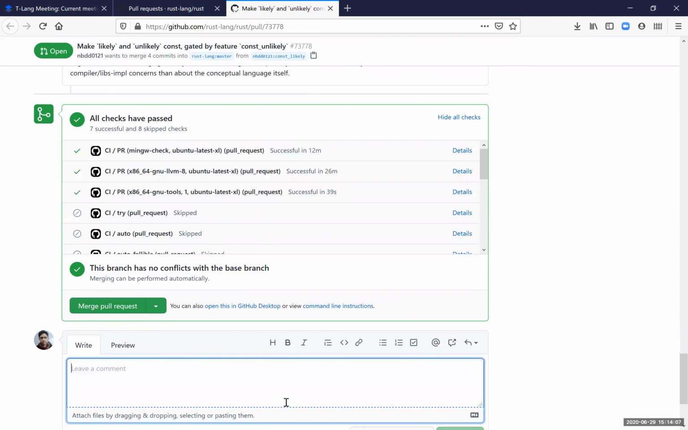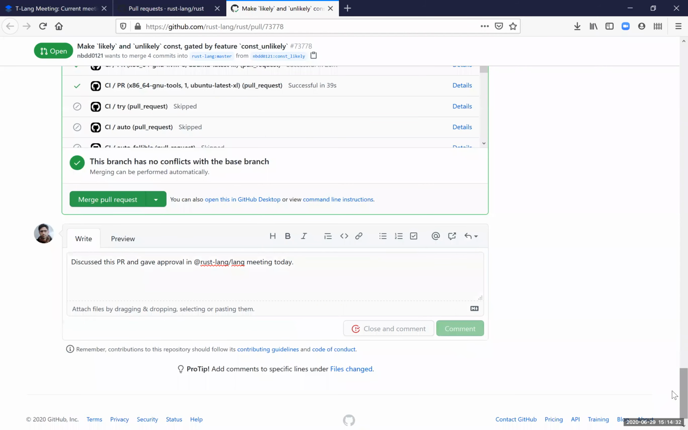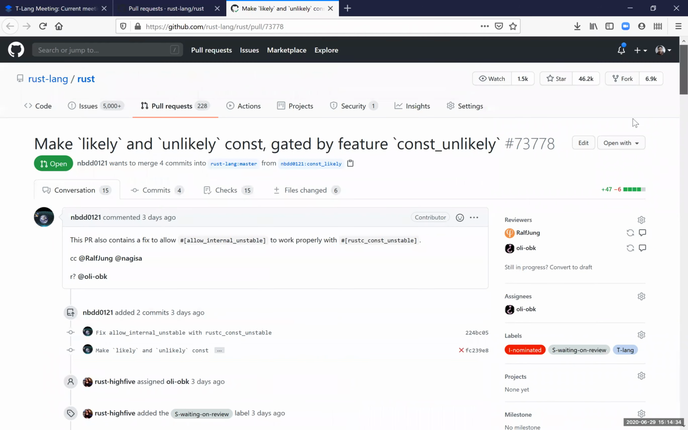All right, does anyone disagree? Otherwise, I'm going to say that we discussed and gave our approval. Sounds good. Okay. Let me remove the nomination.